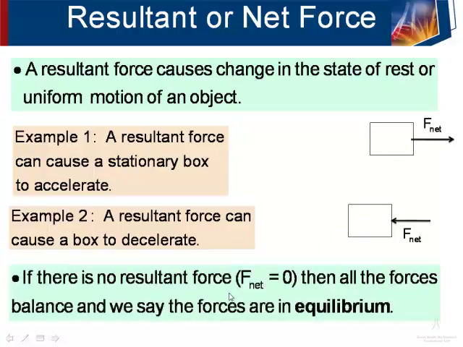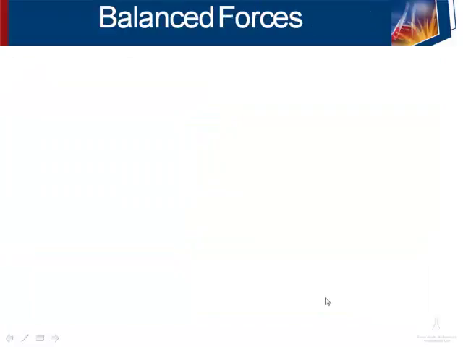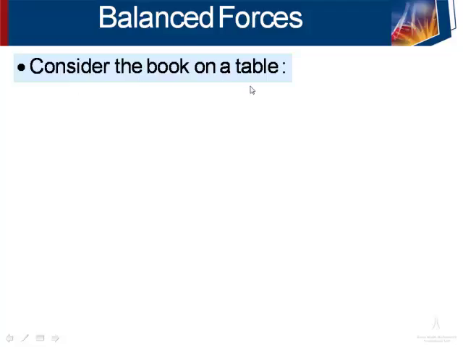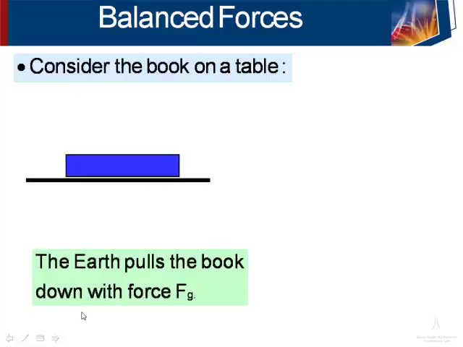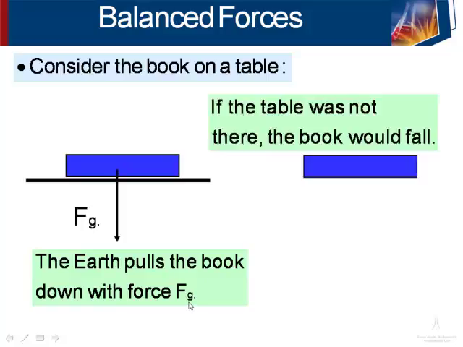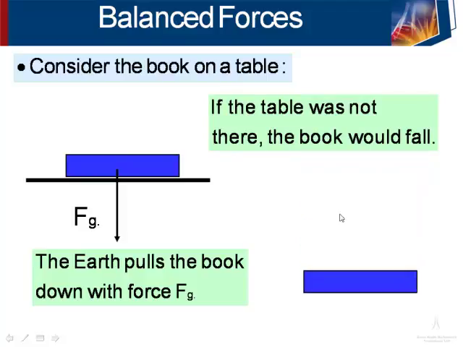If there is no resultant force, when the F_net or F_res equals 0, then all the forces balance, and we say the forces are in equilibrium. Let's have a look at balanced forces. Consider the book on a table. The earth pulls the book down with a force Fg, and if the table was not there, the book would fall.